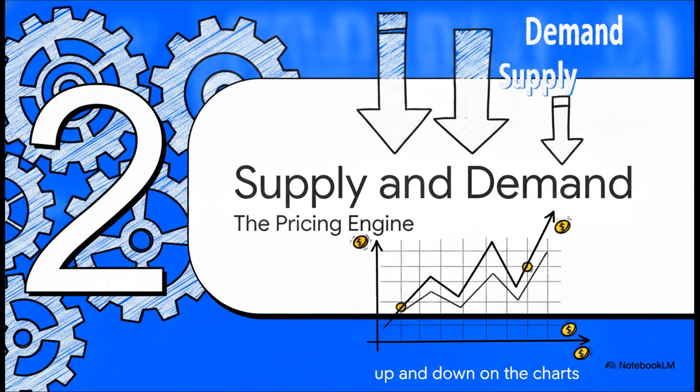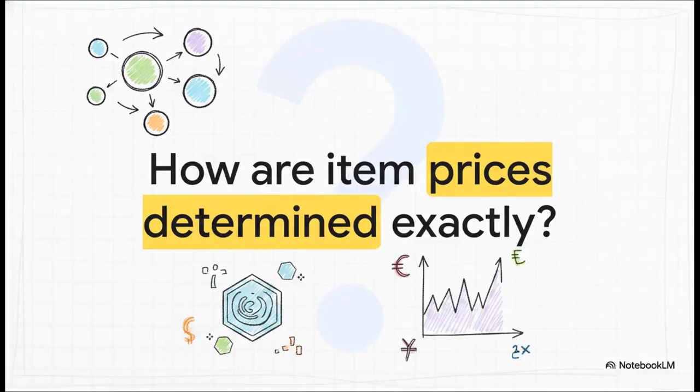Moving on to Section 2, the engine, supply and demand. Let's look under the hood at the actual mechanical gears that make these token prices move up and down. So the crucial question staring us in the face right now is, how are item prices determined exactly? Think about it. If I create a token for my digital artwork today, and there's no centralized authority or company evaluating its worth, how does it get its price tag? And more importantly, how does that price tag change from one minute to the next?